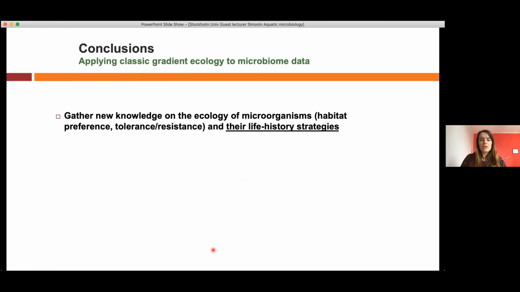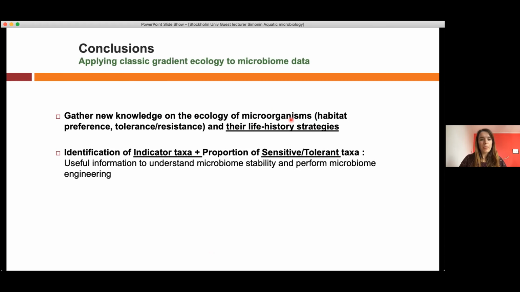So in conclusion for this first case study, using this classic gradient ecology approach, we applied it to microbiome data, which is not necessarily very commonly done. We were able to gather new knowledge on the ecology of these microorganisms from a fundamental point of view. So to know more about their habitat preference, their tolerance or resistance to disturbance like urbanization, and potentially understand more about their life history strategies and the habitat that they are adapted for their survival.